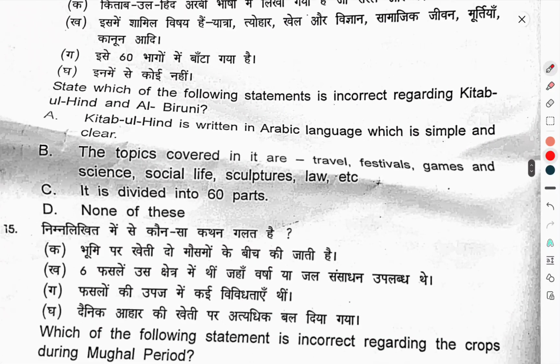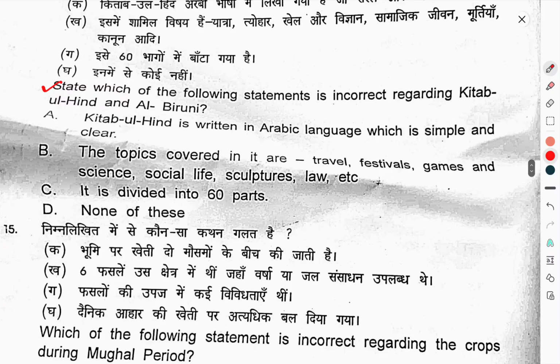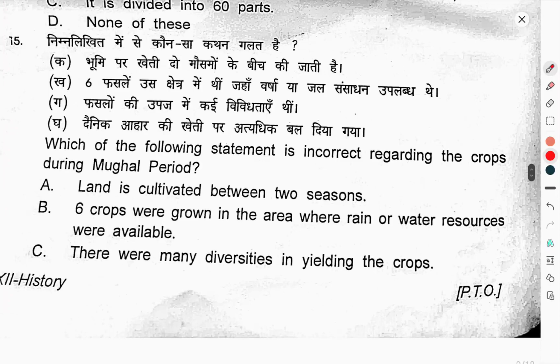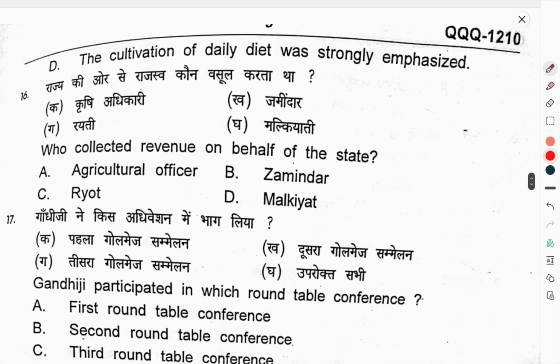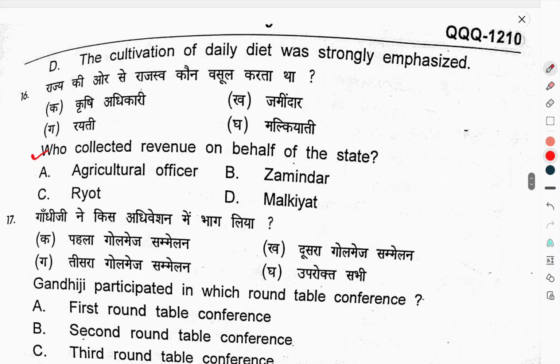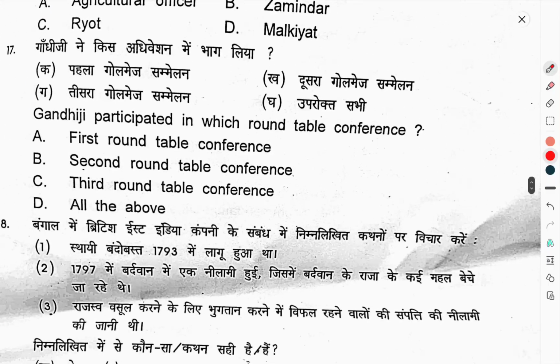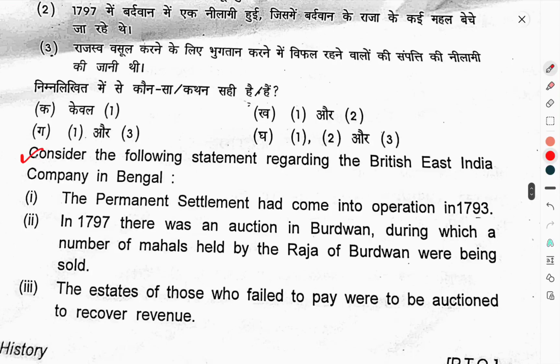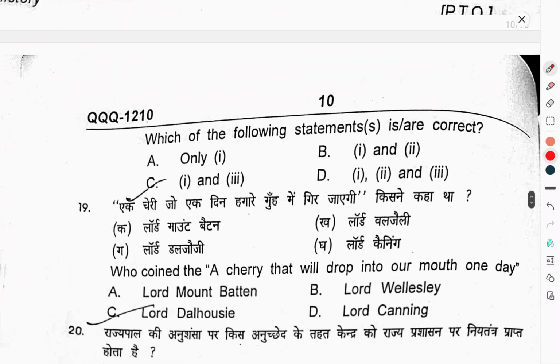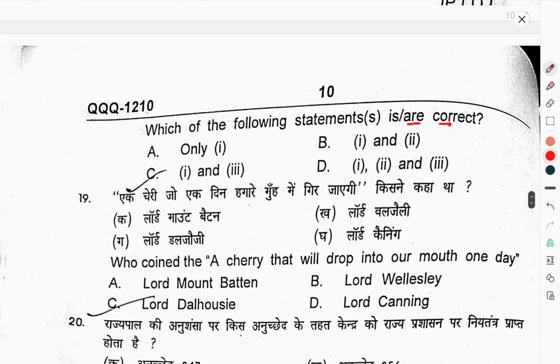Now we have come to question number 14. State which of the following statements is incorrect regarding the Kitab-ul-Hind and Al-Biruni. Question number 15. Which of the following statements is incorrect regarding the crops during the Mughal period. Question number 16. Who collected revenue on behalf of the state? Question number 17. Gandhiji participated in which Round Table Conference? Next, consider the following statements regarding the British East India Company in Bengal. Which of the following statements are correct? You have to check this.